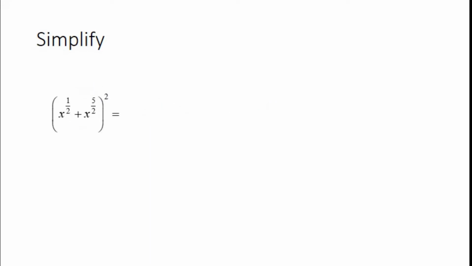So what we have to do instead is to think about, well, what do they have in common? So it looks like they have x to the 1/2 in common. So I could possibly factor out an x to the 1/2. So x to the 1/2 times 1 will give us this x to the 1/2 right here. The x to the 1/2 times x to the 4/2, we add the powers, gives us x to the 5/2.